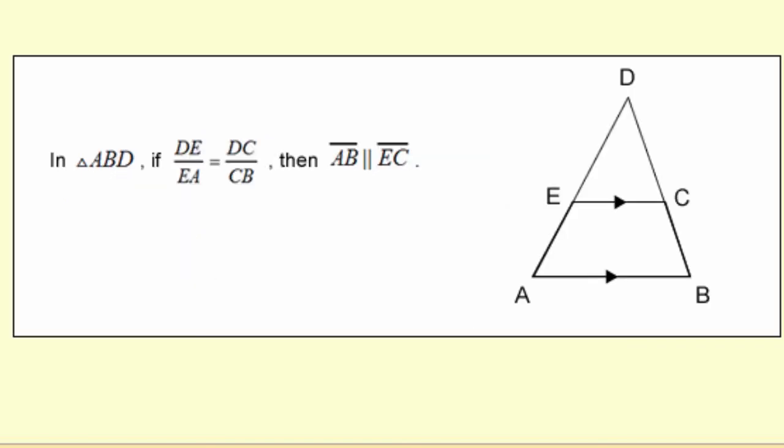The converse of the triangle proportionality theorem says if a line divides two segments of a triangle proportionally, then it is parallel to the third side. Basically, you can use a proportion to determine whether or not you have a segment parallel to a side of a triangle.